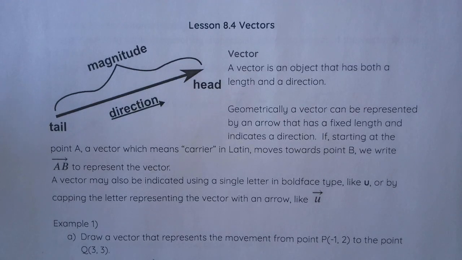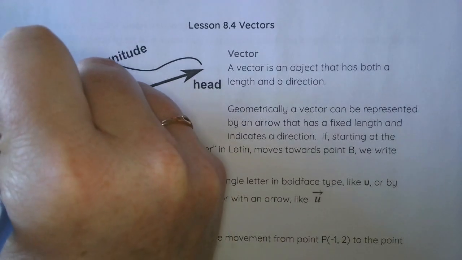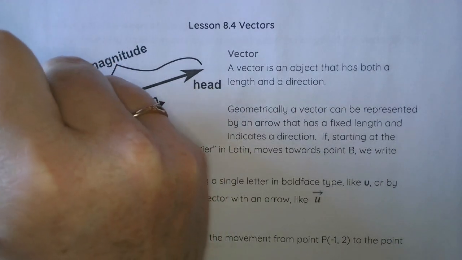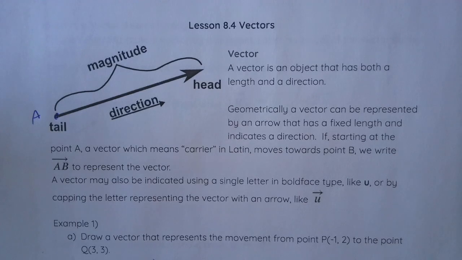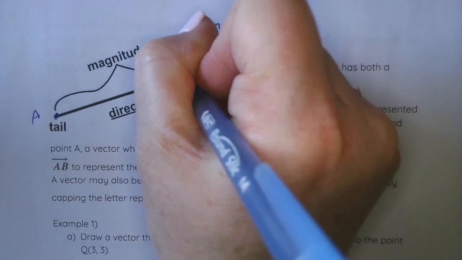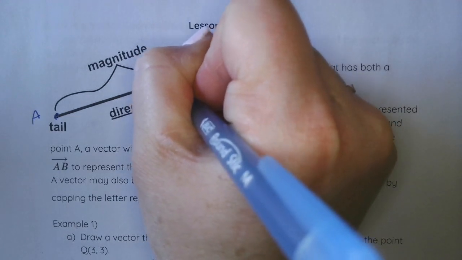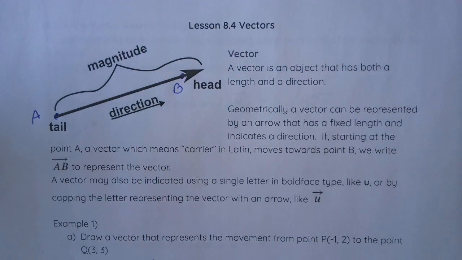If starting at point A, which is going to be at the tail, a vector, which means carrier in Latin, moves towards point B, which we write as AB, and B is heading towards the head of the vector. A vector may be indicated using a single letter in boldface type like U, or by capping the letter representing the vector with an arrow, like U with the arrow across the top.